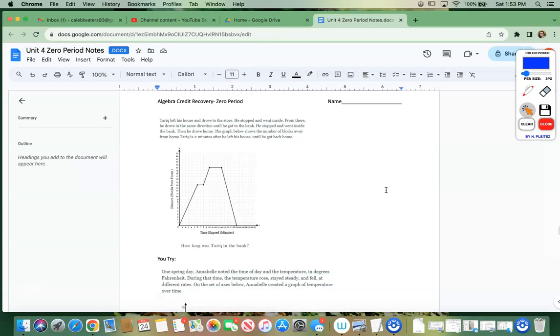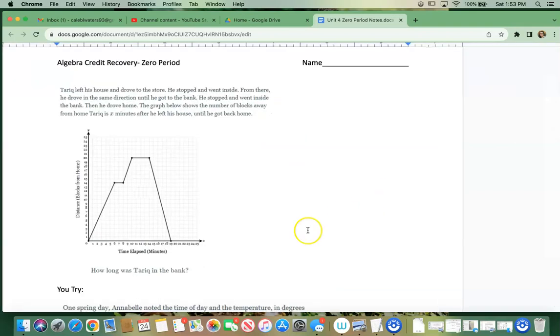All right, let's do another one, then there's some for you to try. All right, Tariq left his house and drove to the store. He stopped and went inside. From there, he drove in the same direction until he got to the bank. He stopped and went inside the bank. Then he drove home. The graph below shows the number of blocks away from home Tariq is X minutes after he left his home until he got back home. Okay. I'm going to zoom in so we can see this one a little bit easier.